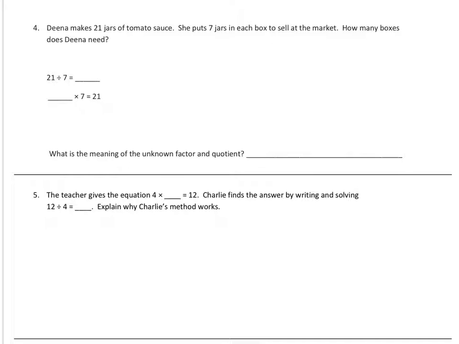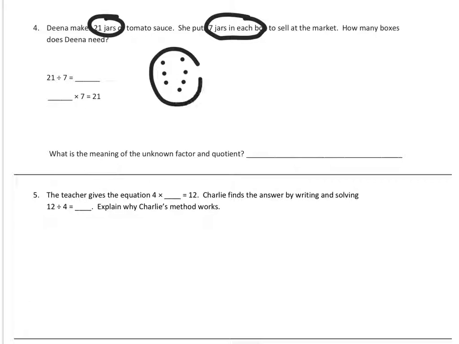Alright, I'm going to draw equal groups here. So I know that I have 21 jars, and I know that there's 7 jars in each box. But I don't know how many boxes to draw. So I'm going to make groups of 7 until I get to 21. 1, 2, 3, 4, 5, 6, 7. There's a group. 8, 9, 10, 11, 12, 13, 14. There's a group. 15, 16, 17, 18, 19, 20, 21.